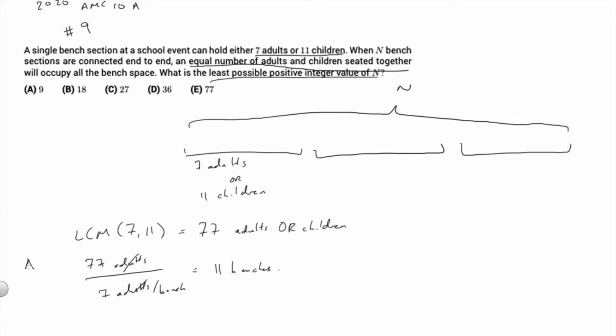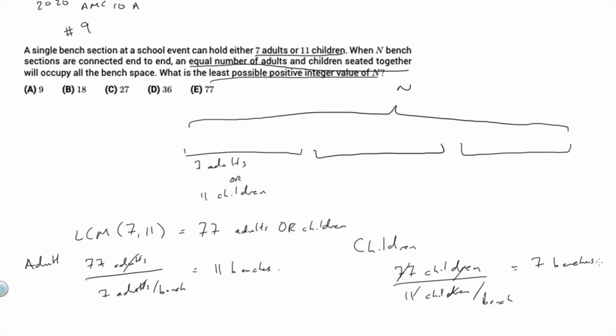So this is from the adult standpoint. Now, from the children's standpoint, if we have 77 children divided by 11 children per bench, then again, our units will cancel nicely, as will our numbers, and we will obtain 7 benches.